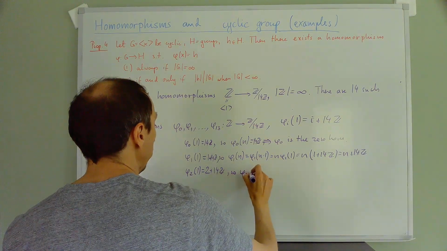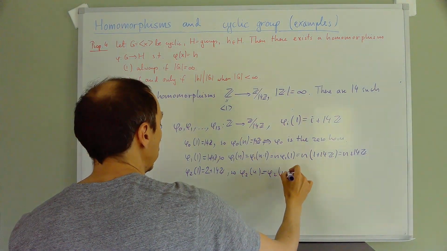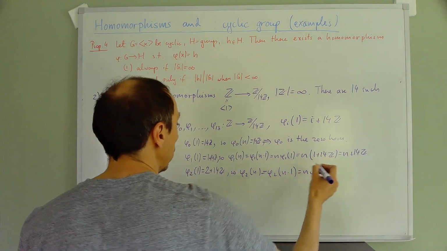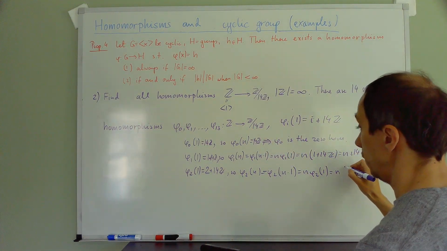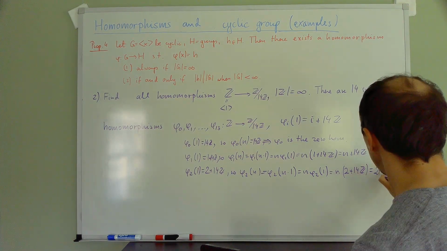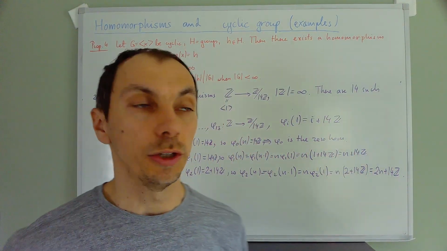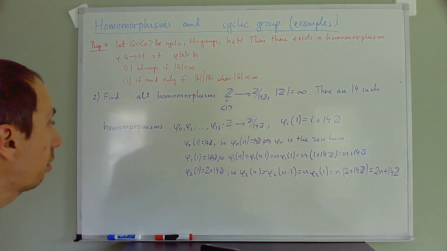So phi 2 of n, any integer, is going to be phi 2 of n times 1. So that's n phi 2 of 1. So that's n. And phi 2 of 1 is 2 plus 14Z. So that's going to be 2n plus 14Z. Okay, and so on. You can describe every one of these homomorphisms, what it does on an arbitrary element n.